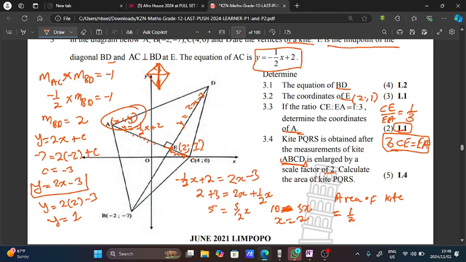Half. Which length? This is a kite ABCD. So say your half length of what? Which length? What is the area of a kite?